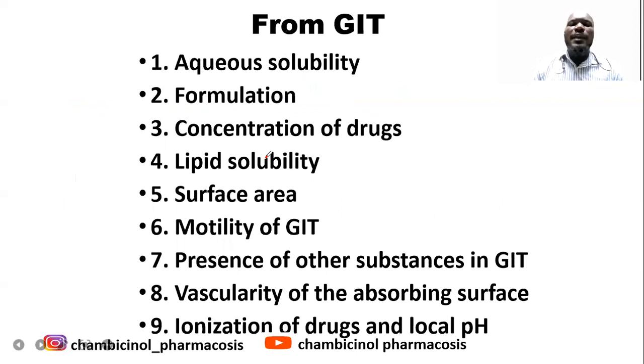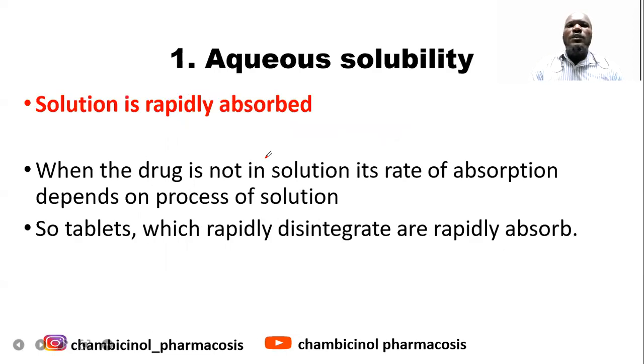We have almost 9 factors: the aqueous solubility, formulation, concentration of the drug, lipid solubility, the surface area, motility of the GIT, the presence of other substances in the GIT, vascularity of the absorbing surface, and the ionization and pH of the drug. These 9 factors are the factors that affect drug absorption from the GIT. We are going to see in detail one factor after another. For factor number 1, aqueous solubility, for the drug to be absorbed from the GIT into the systemic circulation, the aqueous solubility of the drug is very, very important.